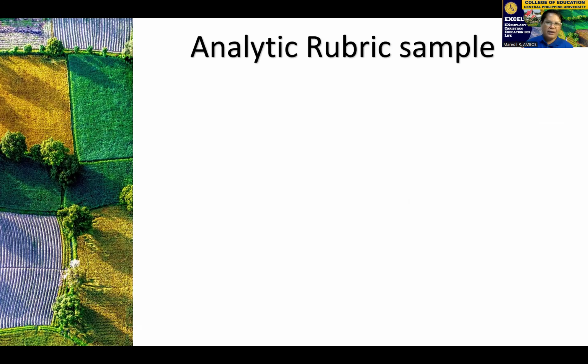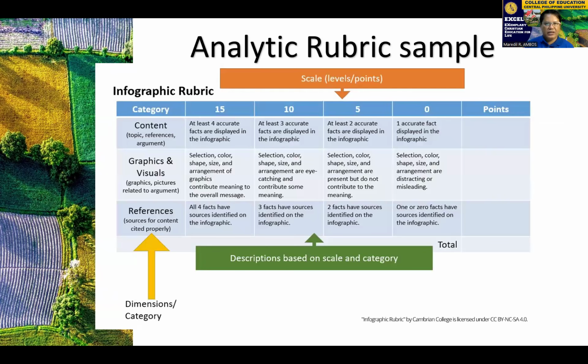Here is another example of a rubric, and this is called analytic. You can see there an infographic activity, and here the categories consist of 3 categories or dimensions. You have the content, the graphics and visuals, and references. And you can see the scale or the levels or points. So you have 15, 10, 5, 0.